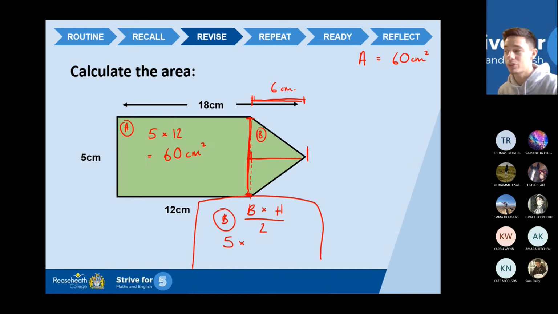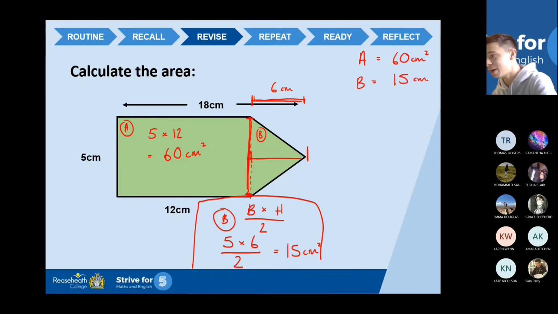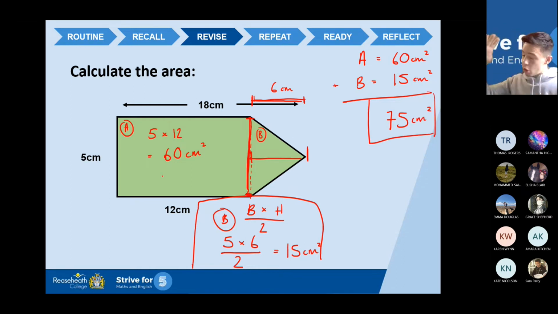It's the difference between the two numbers, okay? So 5 times 6, and then divide it by 2. So 5 times 6 is 30. Divided by 2 is 15 centimeters squared. So the area for B is 15 centimeters squared. Remember, we're going to add them together for the overall area, which gives me 75 centimeters squared, okay? And that gives you the whole shape, the area inside of that beautiful pentagon, okay?